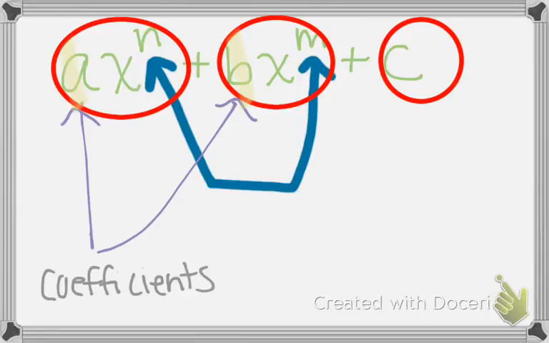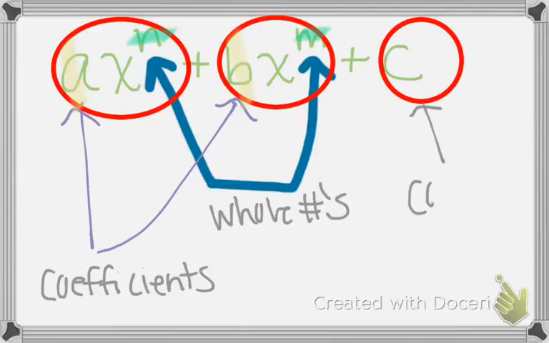N and M are our exponents. These have to be whole numbers. They cannot be negative. They cannot be decimals. They cannot be fractions. And here, this is our constant. There's no variable with it. And you do not always have to have a constant in order to have a polynomial.